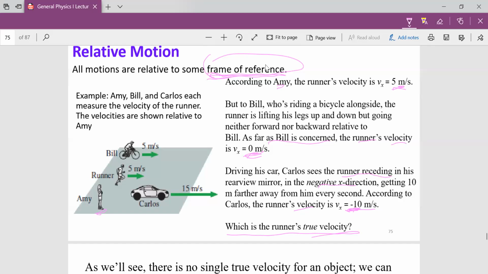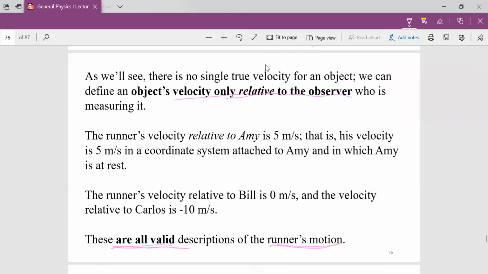The answer is that each of them is correct in terms of frame of reference, because each of them describes the runner speed relative to their own frame. So whenever we talk about relative motion, we are talking about motion that you can describe relative to a frame of reference or reference frame. The point we want to establish here is that if you have several frames of reference, we can describe the motion with respect to a particular frame of reference to get the value.